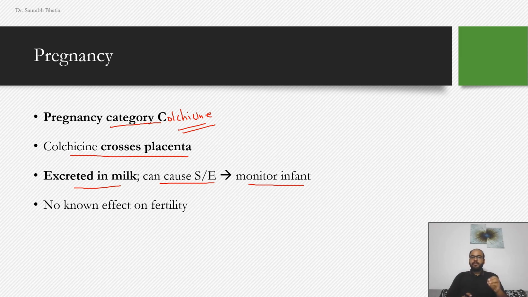There is excretion in breast milk. It's just better to monitor the infant if giving colchicine is important to the mother. Okay, there is no known effect on fertility as of now. Okay, let's move forward.